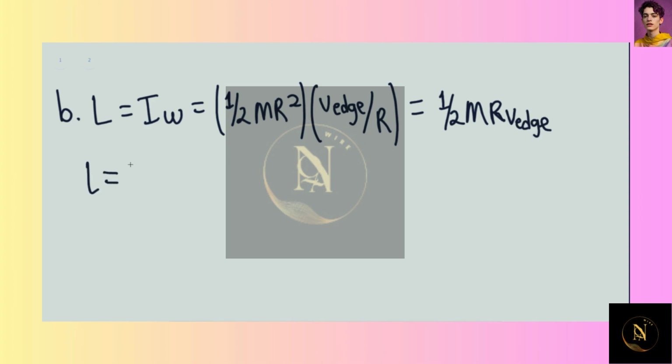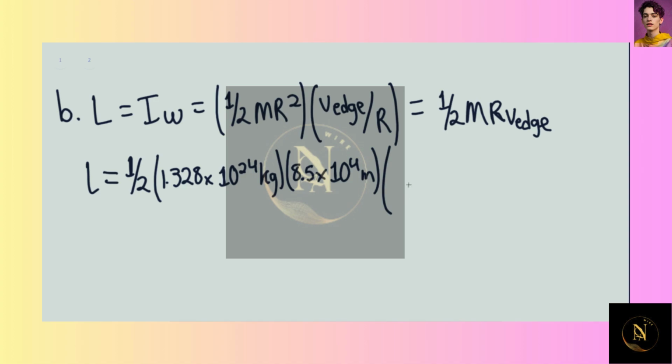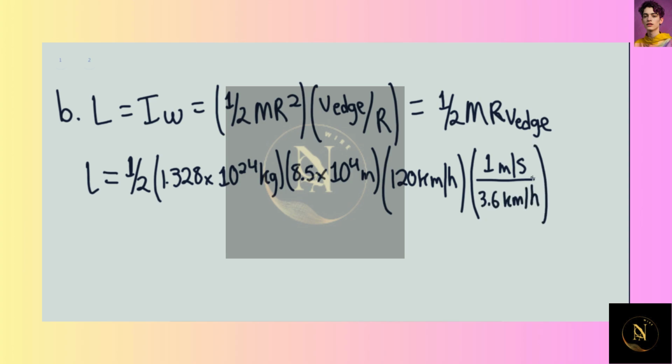And we can solve. So the angular momentum would be 1/2 times the mass of 1.328 times 10 to the 24th kilograms, multiplied by 8.5 times 10 to the 4th meters, and then multiplied by 120 kilometers per hour. And we're going to multiply this by, again, 1 meter per second for every 3.6 kilometers per hour. And so the angular momentum L is equal to 2.21 times 10 to the 20th kilograms meters squared per second.